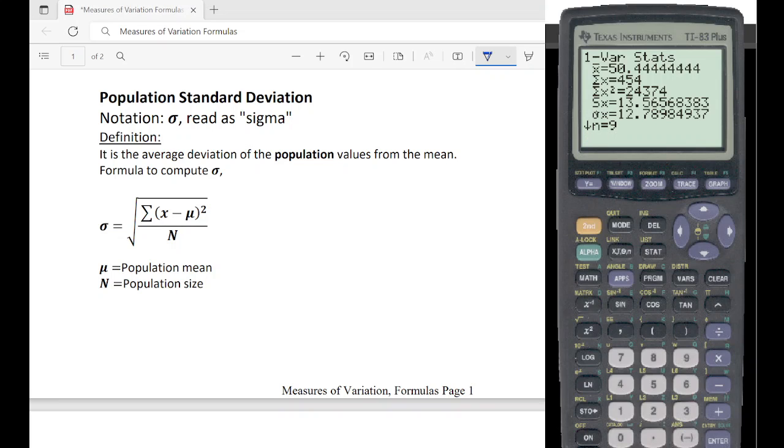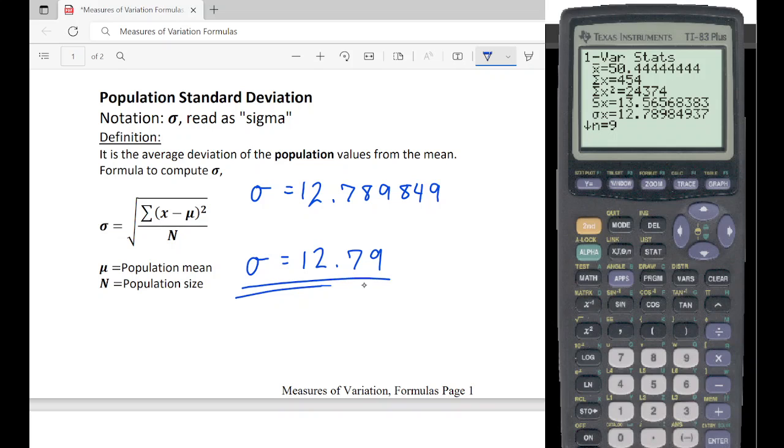Right here, sigma x. That is the population standard deviation. So I'm going to just copy it down. Sigma is going to be equal to 12.789849. But I don't want the whole thing, so I'm going to round it. So I'm going to say that sigma is 12.79 to 2 decimal places. And that is the population standard deviation.